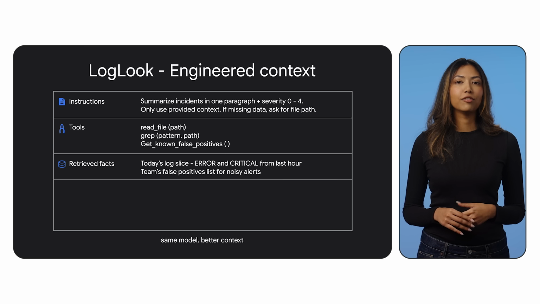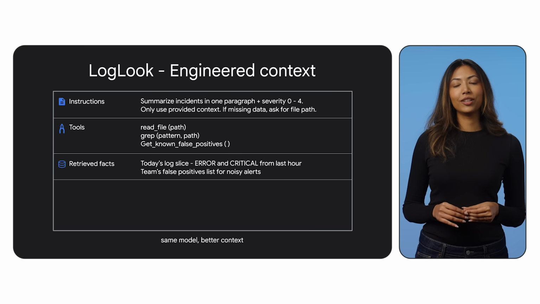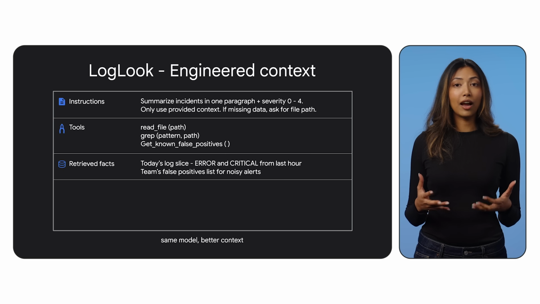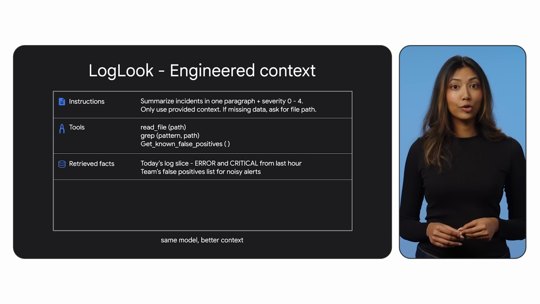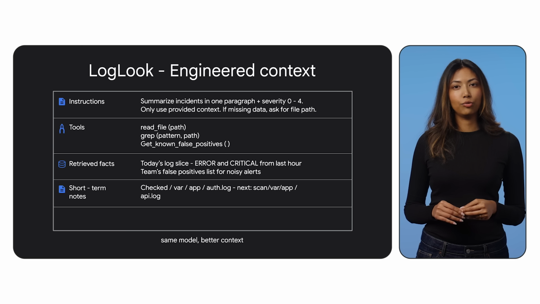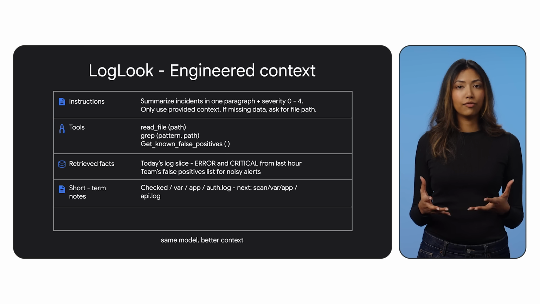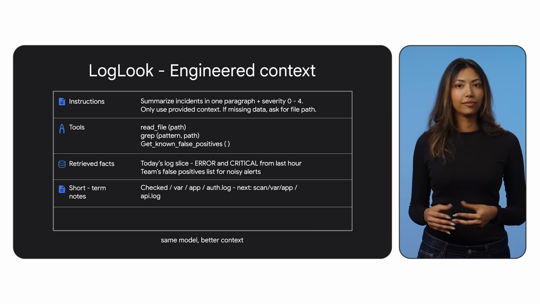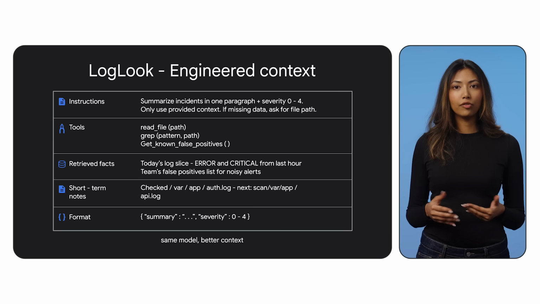Third, we provide retrieved facts which only contain today's log slice, and only lines with error or critical from the last hour will be sent to our agent. And also, the team's false positive list for noisy alerts is something that we'll also flag to our agent. The fourth thing that we're going to be passing to our agent is short-term notes. So we've already checked this file. Next, scan this log instead. And then we're also going to be giving it a format. We want it to expect JSON formats, input and output. So that's the difference. Same model, but with way better context.